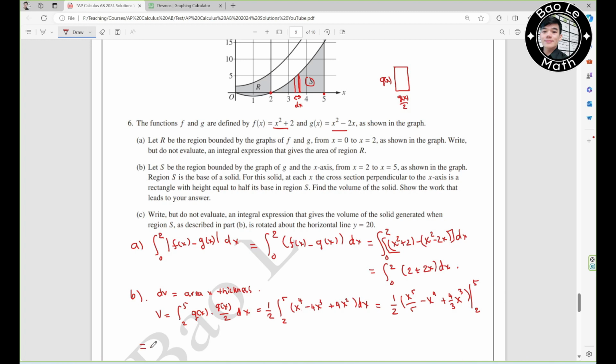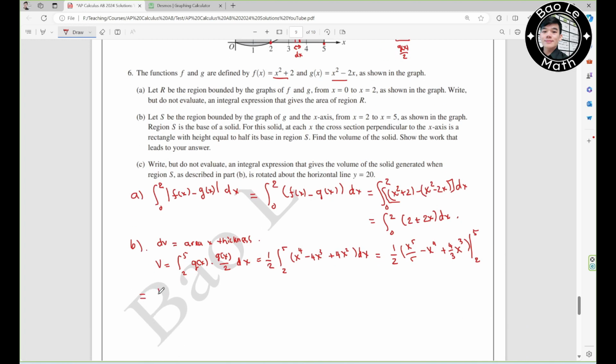Alright, so it turns out to be 1/2 times 5 to the 5th divided by 5 minus 5 to the 4 plus 4 over 3 times 5 cubed, minus 2 to the 5th over 5 minus 2 to the 4 plus 4 over 3 times 2 cubed.